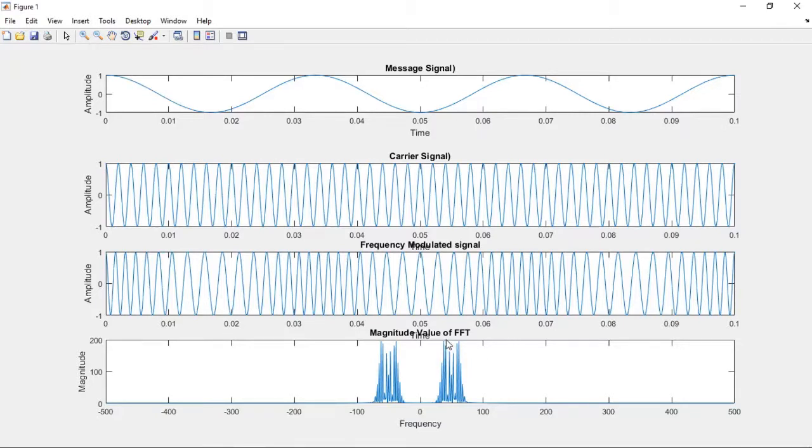Now we can draw the magnitude value of the FFT. So the FFT function is used, and we have drawn the graph between magnitude versus frequency. Here we can observe there is a carrier. On both sides of the carrier, we have side bands. Here there are a number of side bands in the FM wave. In AM we have only 2 side bands. FM contains many side bands.